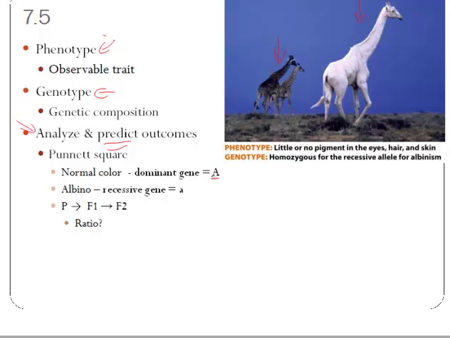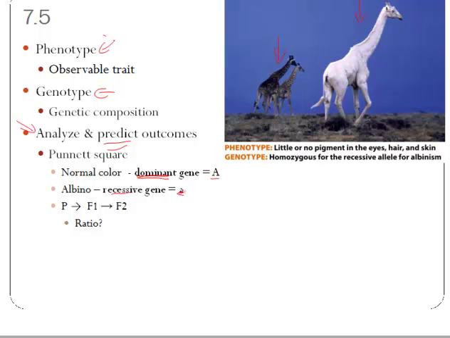So instead of writing white or albino and normal every time, you just use capital and lowercase letters. The capital letter represents the dominant gene, so by definition, if it's a capital letter, it's a dominant gene. And in this case, with albinos and normal giraffes, the normal color is dominant, so it's got the capital letter A. Albino is the recessive trait, so it can hide or get covered up, and so that's got the lowercase letter a.